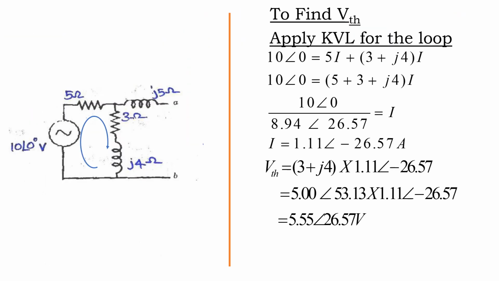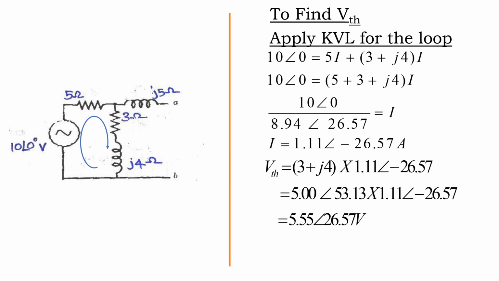So, now we got that. Next we have to find out VTH. Once again, as I mentioned in the previous problem, it is a single loop problem, so we get the current in only one loop. Once again apply KVL. As per the KVL I wrote the equation 10 angle 0 equals I times (3 plus j4). Find out the I. Once again do all the conversions, rectangular to polar, polar to rectangular, division, subtraction, and then finally get the answer in polar format. So, I equals 1.11 angle minus 26.57 amps.